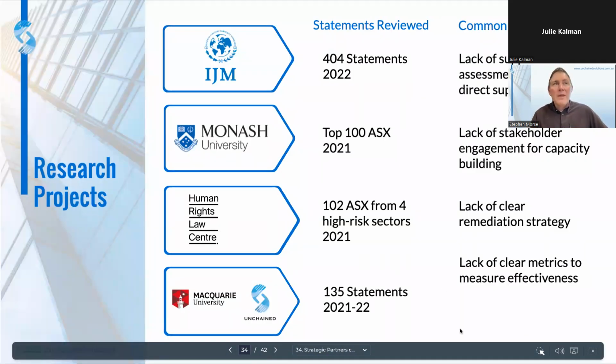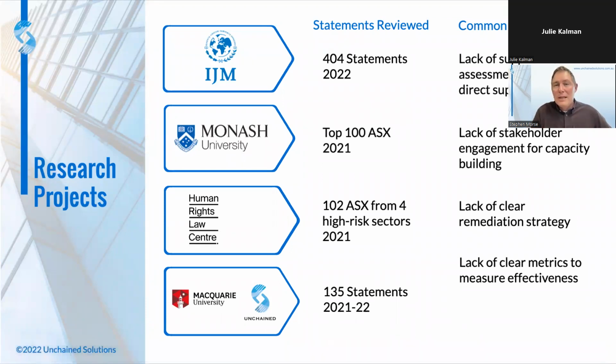When we assess where companies are at in terms of their approach to modern slavery, there have been some reports put out from different organisations, including Monash, to assess the corporate response. As you can see, different types of organisations have been reviewed in terms of their statements and different approaches. At Unchained, with Macquarie University, we have researched around 135 statements over the past 2 years. And there's agreement among the four reports, the four areas of research, on some key themes that have come out.